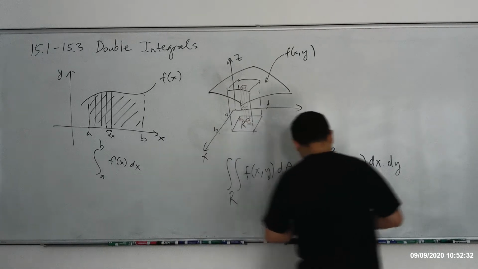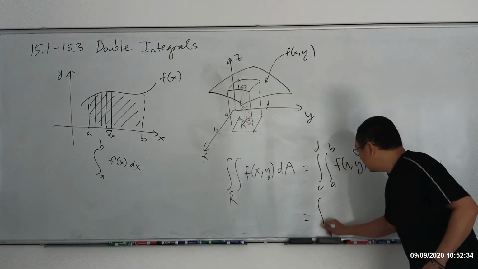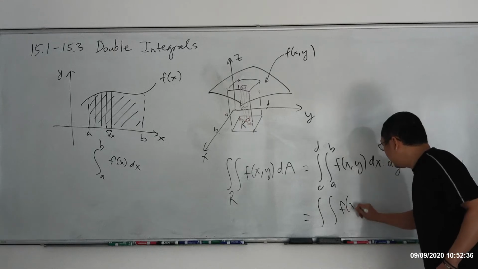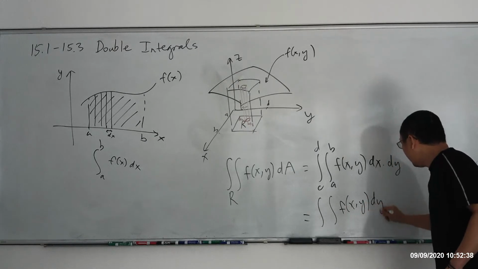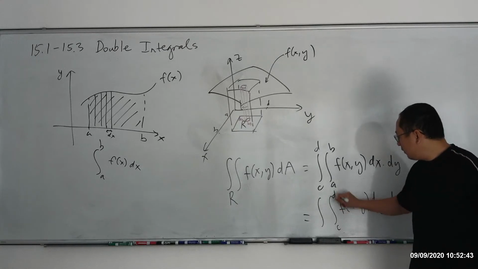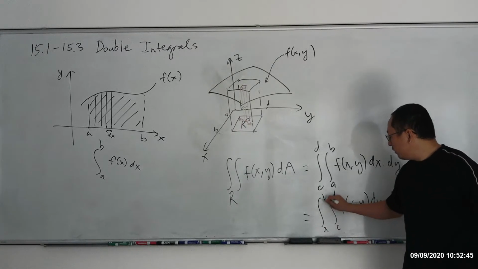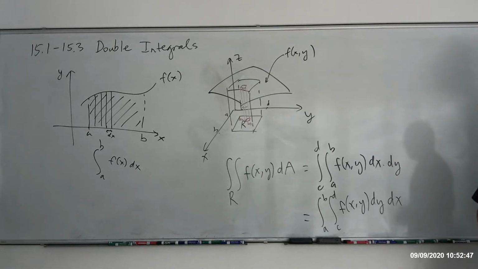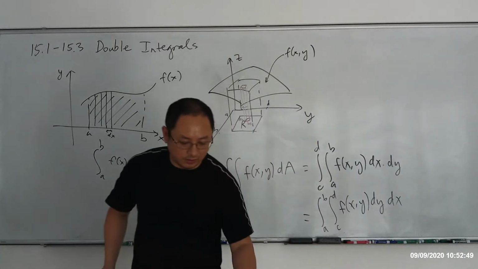And you can write it this way if you like: the double integral of f(x,y) dy dx. Now dy is inside here, so you have to write c to d for y, and then a to b for x. Pretty much that's our definition.